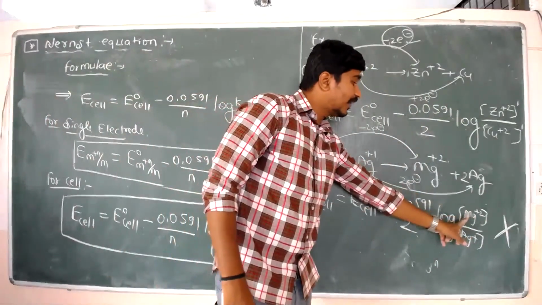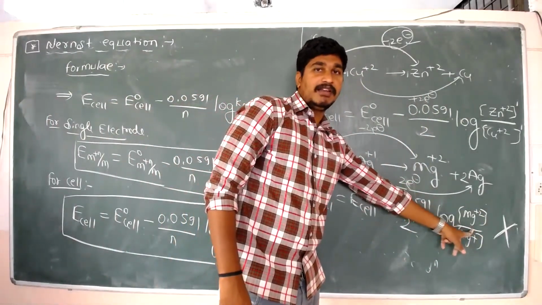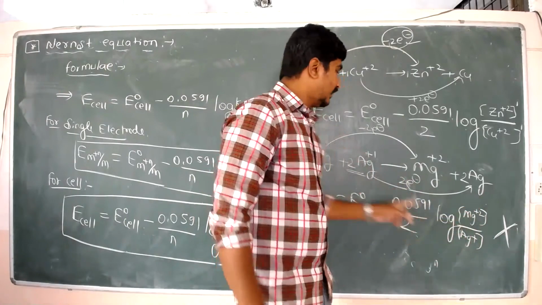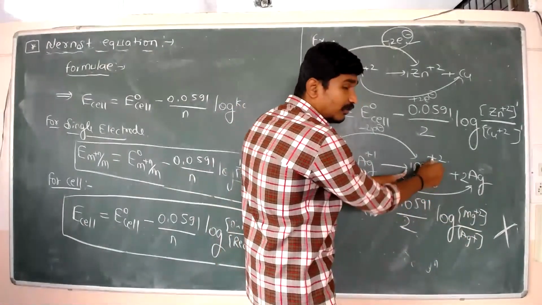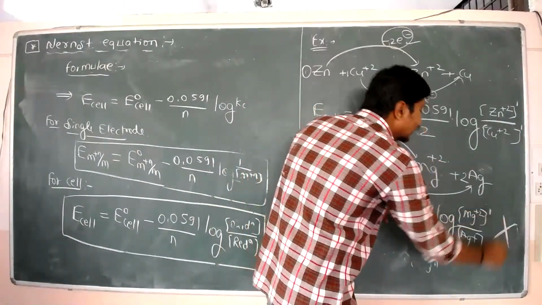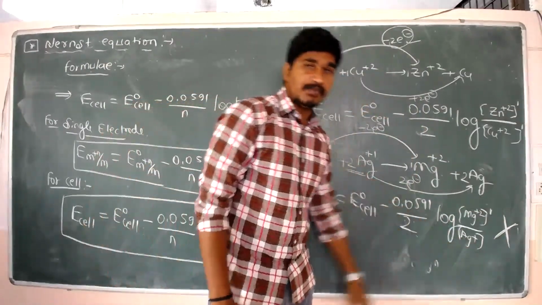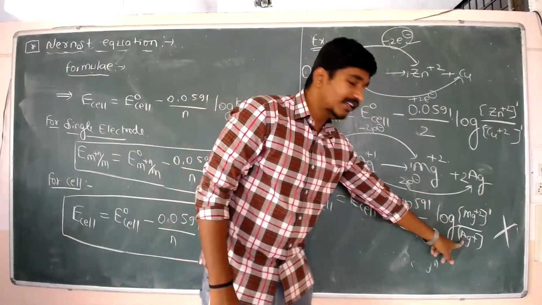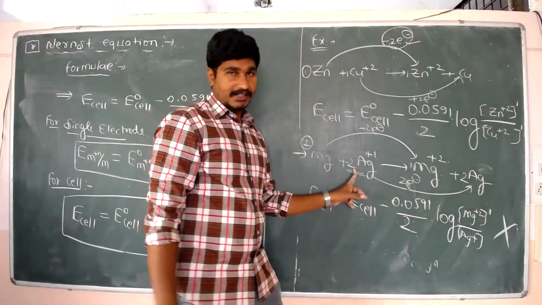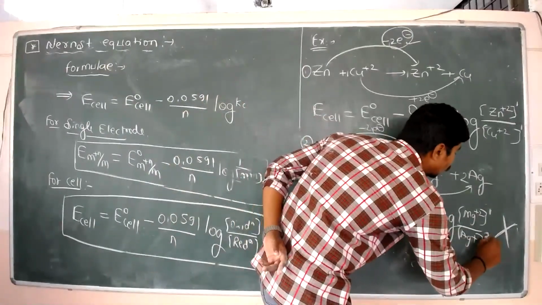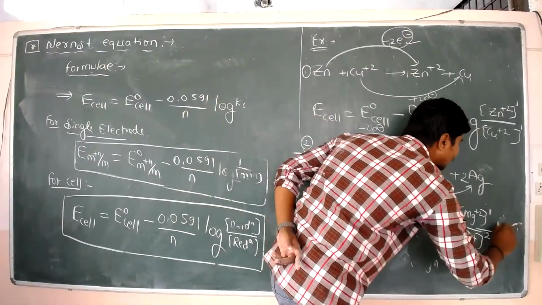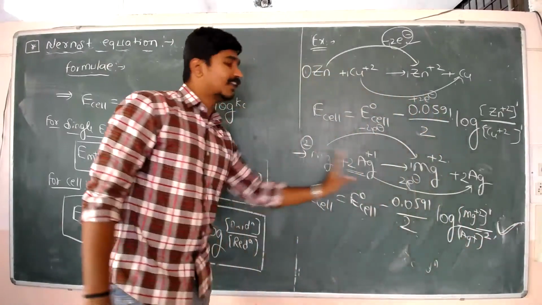here I have to write the coefficients also in the form of powers. Correct? Here the coefficient of Mg plus 2 is how much? 1. Therefore, I have to write 1 here. What is the coefficient of Ag plus? How many Ag plus are involved in the reaction? 2 are there. Therefore, I have to write 2 as the power. Now it is the correct Nernst equation for this cell reaction.